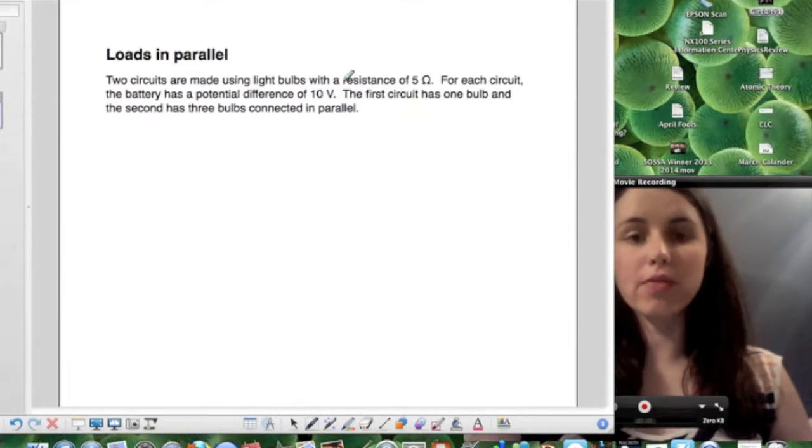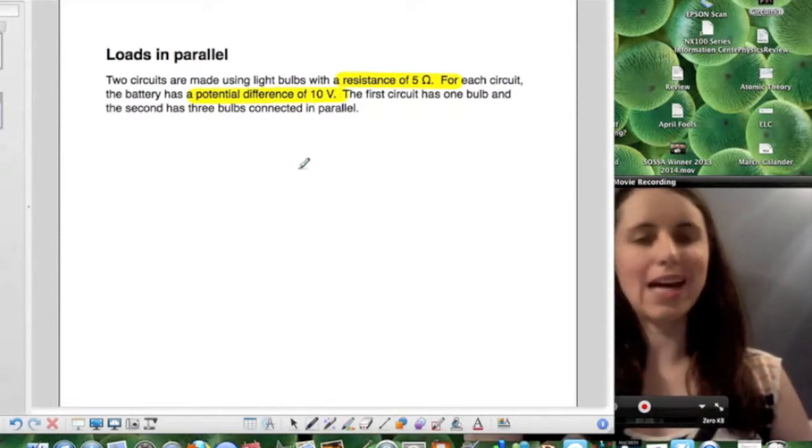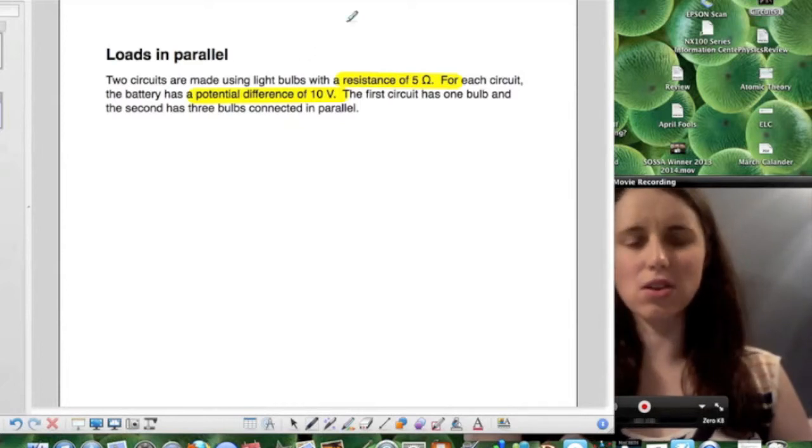We know that resistance is 5 ohms. You can find this in the paragraph right at the very top of your sheet, all right? So two circuits are made using light bulbs with a resistance of 5 ohms. Remember, every time that you add a light bulb or load, you're adding resistance. We also know that our battery has a potential difference or a voltage of 10 volts. So we're going to need to know that too. You can highlight this, you can star this on your note, or you can just follow along.